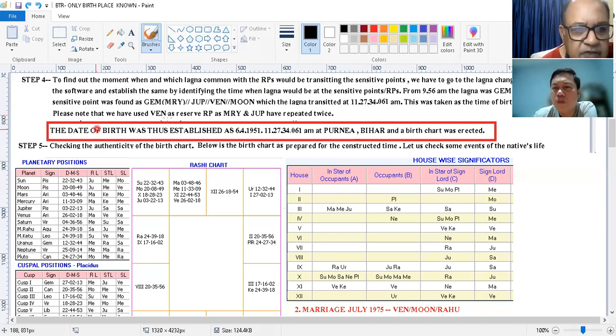So this was taken as the time of birth. Please note that we have used Venus as a reserve ruling planet, because Mercury and Jupiter have repeated twice. So this is the time that is established, and from that time we have erected this chart. The date of birth was thus established as 6/4/1951, 11:27:34:061 a.m. at Purnia, Bihar, and a birth chart was erected. This is the birth chart that was erected.